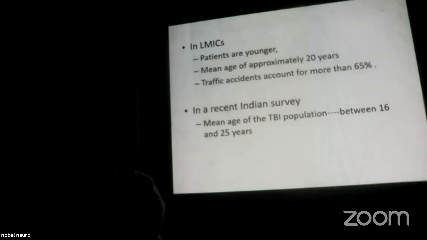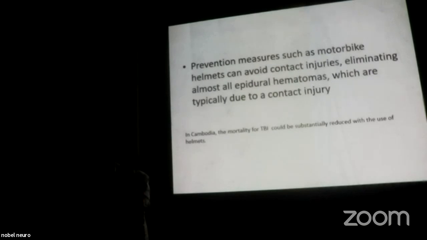So we will lose many of the young generation to head trauma. The mean age is approximately 20 years, and traffic accidents account for more than 65%. In a recent Indian survey, the mean age of the TBI population is between 16 and 25 years old, a very, very young generation. So how do we prevent this? Prevention measures such as a helmet are one of the solutions.